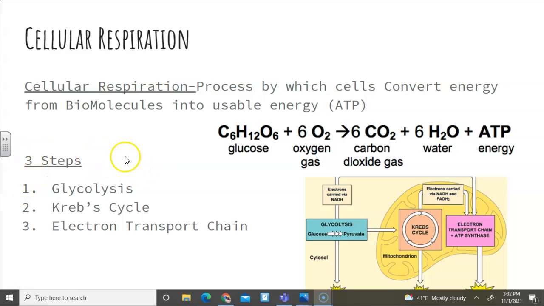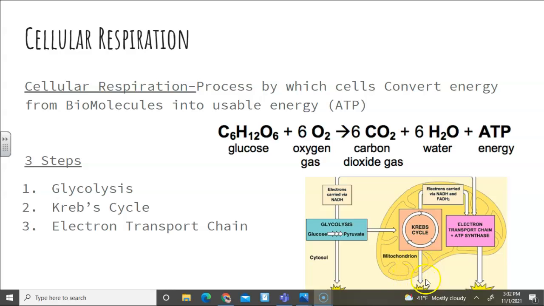And there are 3 steps in this process: glycolysis, Krebs cycle, and the electron transport chain. If you envision this picture as being a great big cell, cells we know have lots of organelles in them, but this organelle right here is the mitochondria, and you know that the mitochondria is where energy is made. Sometimes we say it's the powerhouse of the cell because energy is made here, and that is because the Krebs cycle and the electron transport chain happen inside the mitochondria.